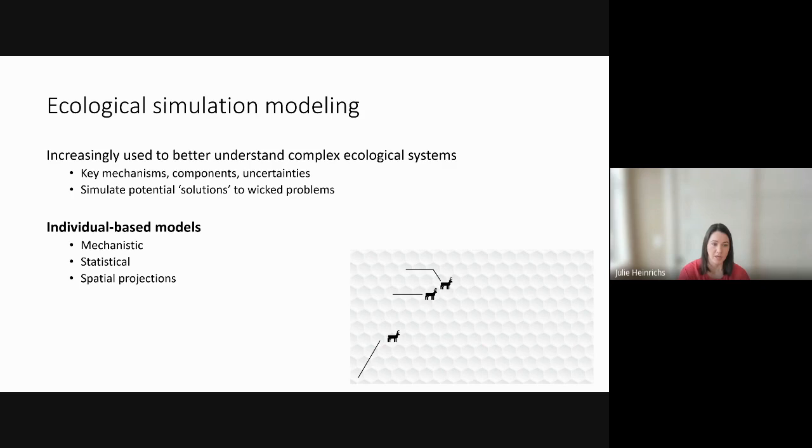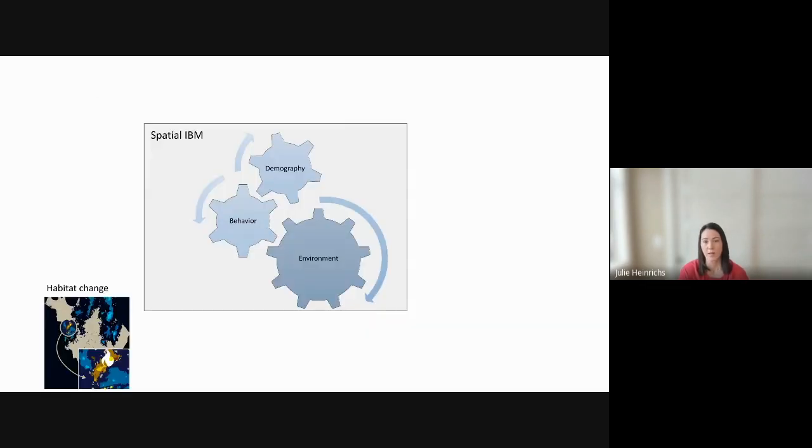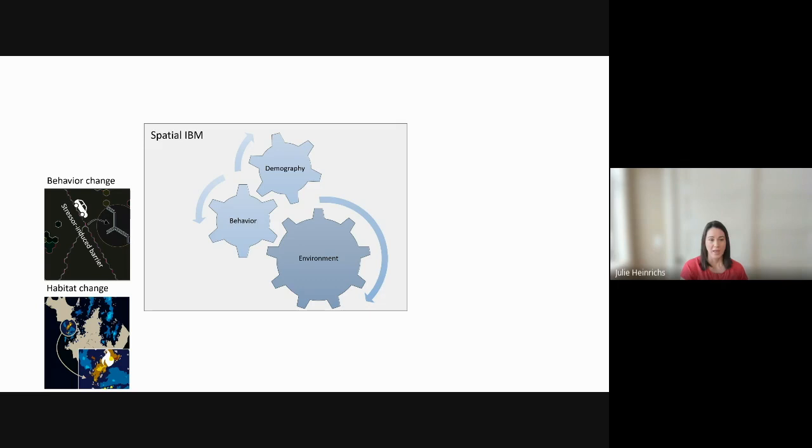So I'm going to talk today mostly about individual-based models that are mechanistic, but lean on aspects of statistical and spatial projections. And you can think of them in essence as a structure where you have these interacting components. So as the environment changes, we have things like behavior change and demography change. For example, as climate changes, we have fire frequencies and regimes change, more habitat is burned. We may install fuel breaks that cars also use, so animals may not then be willing to traverse the landscape the same way they used to.